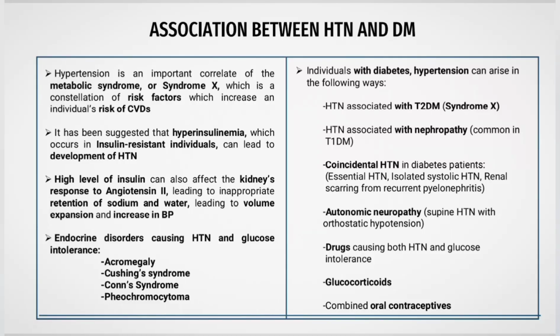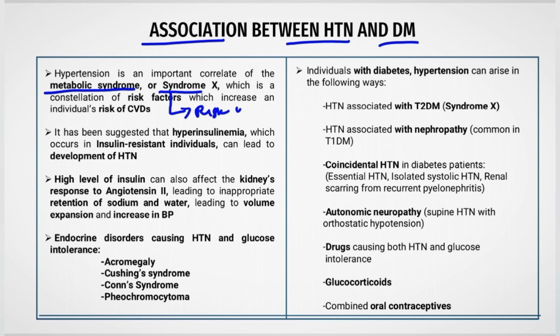Now, let's discuss the associations between hypertension and diabetes. Hypertension is an important correlate of the metabolic syndrome or syndrome X. Metabolic syndrome or syndrome X is a cluster of risk factors. If all these risk factors are found together, they can result in the development of metabolic complications and syndromes, which are hypertension, diabetes mellitus, stroke. So this hypertension in diabetes can also result in risk of cardiovascular diseases.